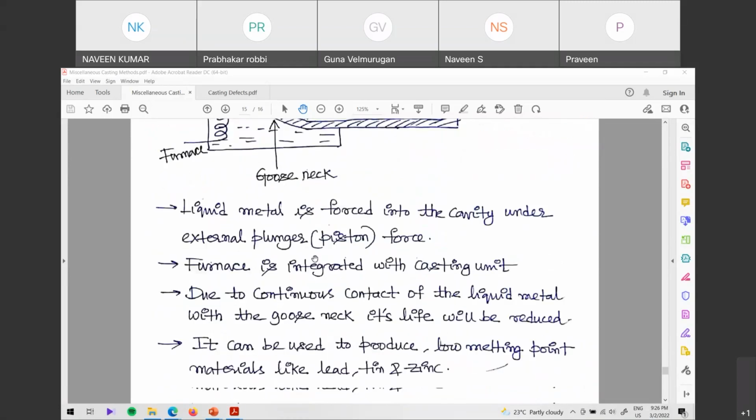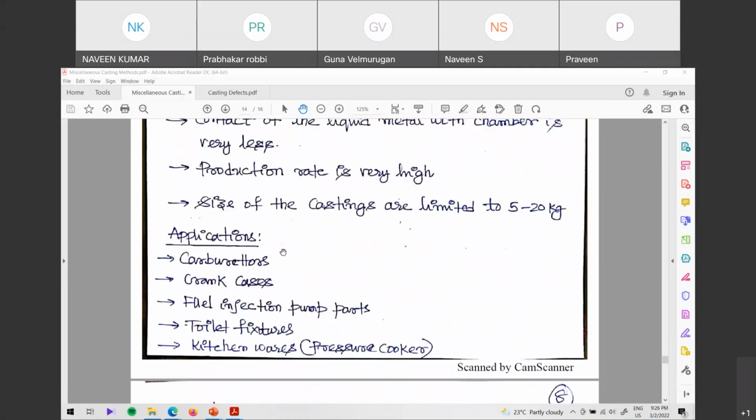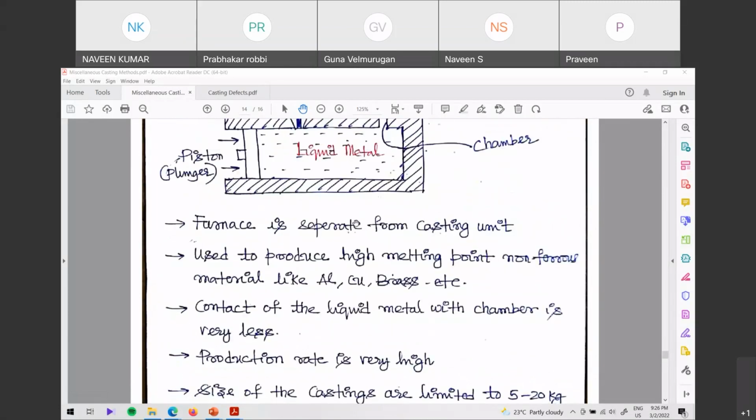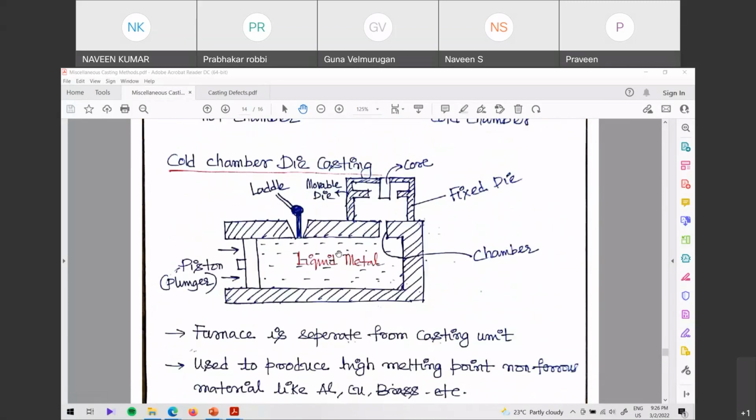Okay. Fine. So what are the items that we are manufacturing with the help of cold chamber die casting? That is carburetors, crankcases, fuel injection pump parts, toilet fixtures, kitchenwares, pressure cookers. So see, this is one good example. Pressure cooker is made by using this cold chamber die casting.